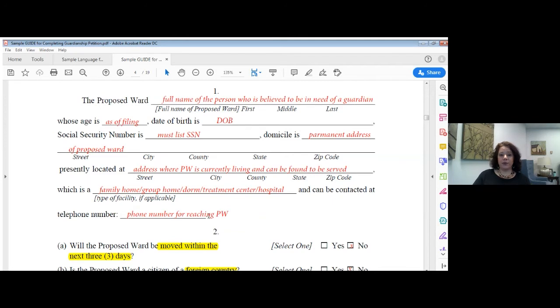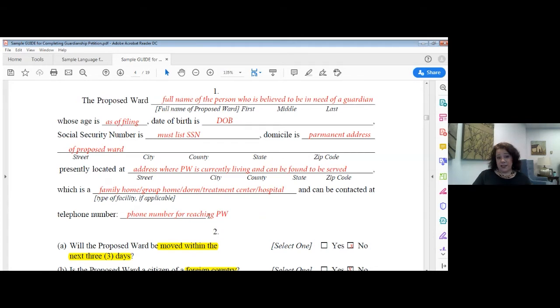Then presently located is the address where the proposed ward can be found to be served. Part of this guardianship process is once we get all this petition put together and we file it with the court, the proposed ward does get served with a copy of it. Now your child might not care, might not even be aware of what it is they're being handed, but to the extent your child is interested and can understand the contents of the petition, they are going to see it, and that is their legal right.